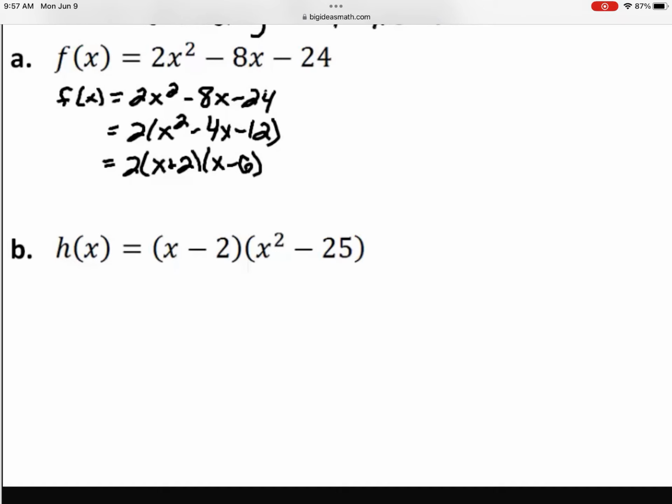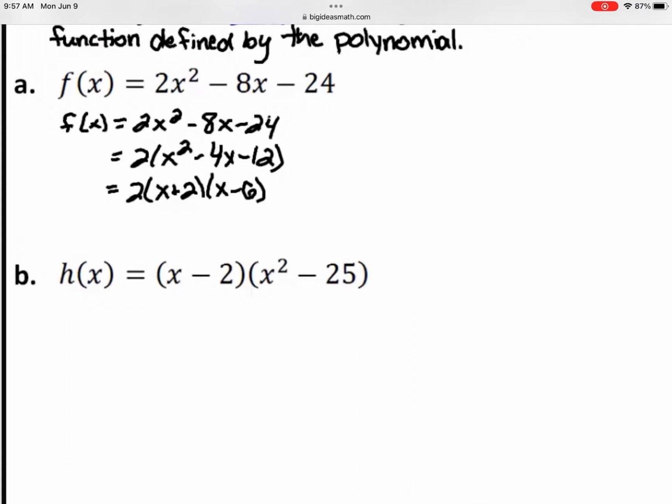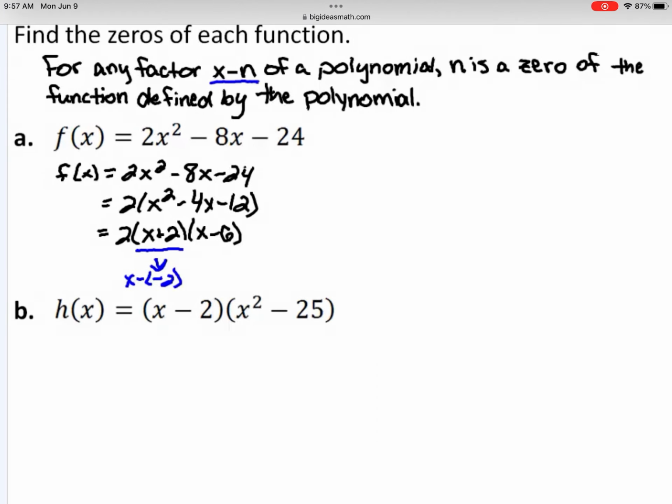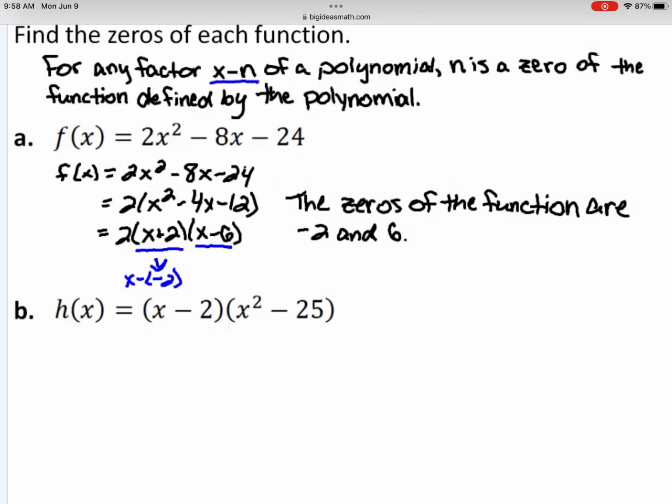For any factor x minus n of a polynomial, n is a zero of the function defined by the polynomial. You can rewrite x plus 2 as x minus negative 2, which is of the form x minus n, where n equals negative 2. X minus 6 is of the form x minus n, where n is 6. So the zeros of the function are negative 2 and 6.